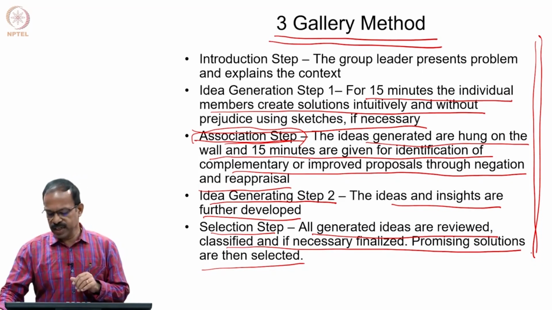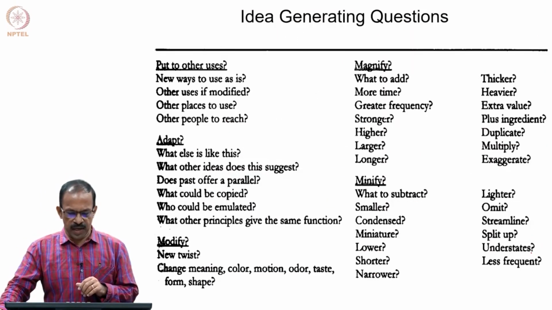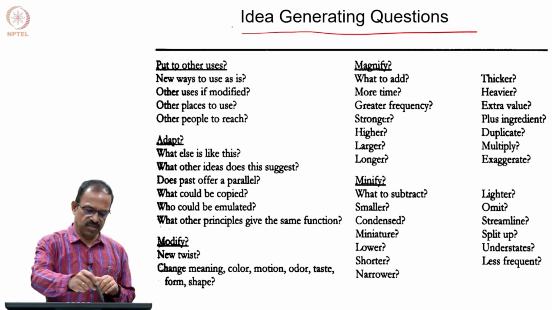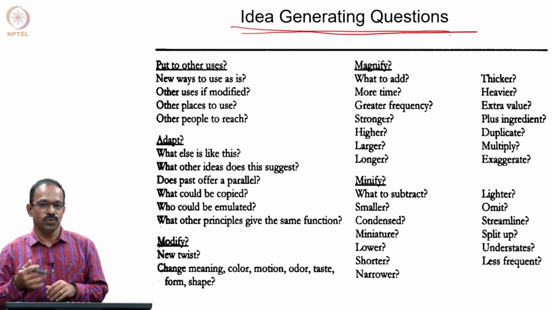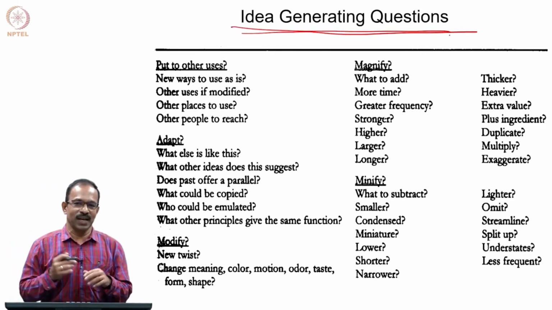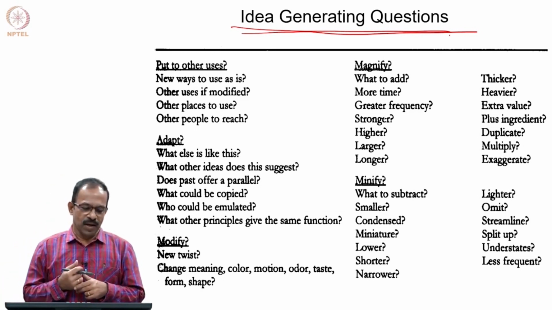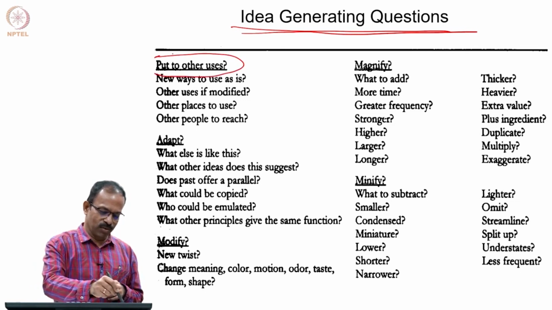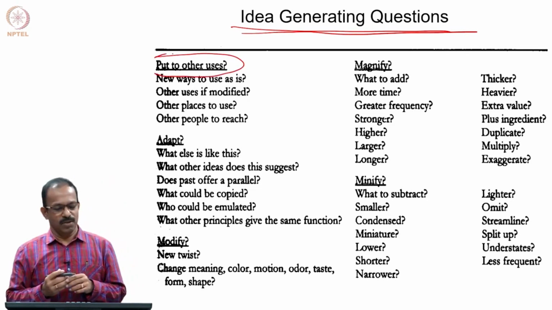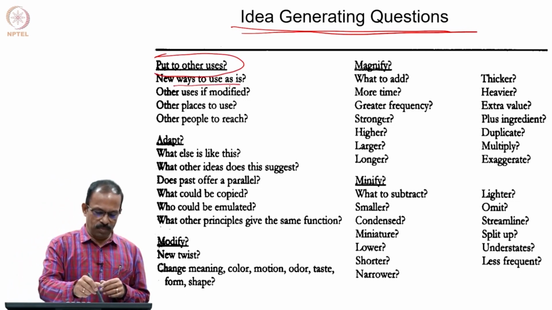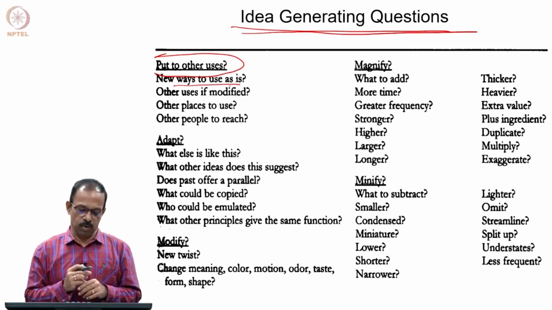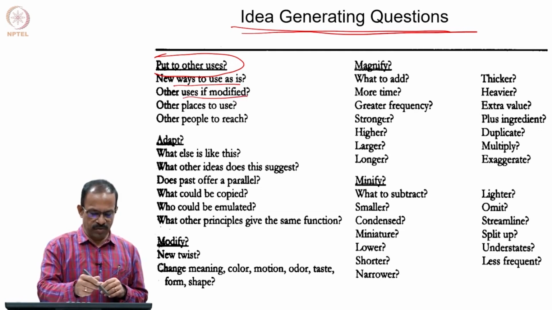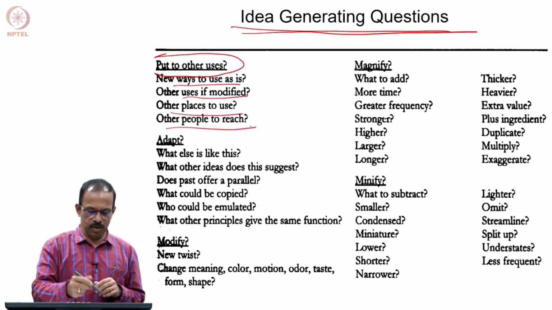Okay, so, these are the 3 intuitive methods we discussed, and as I mentioned, during any of these idea generation sessions, you need to ask some questions to ensure that the idea keeps flowing. And so, these are some of the tips that you can use. Put to other uses: how to have other applications for a particular problem or a solution. So, new ways to use, other uses if modified, other places to use and other people to reach.